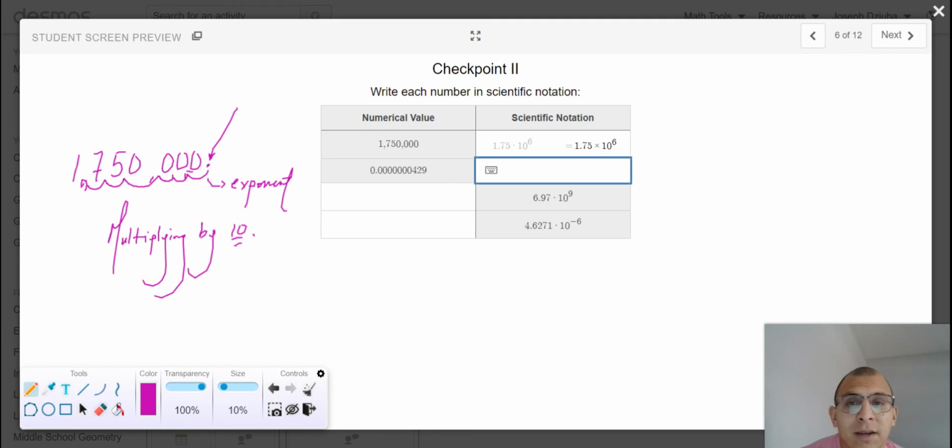So for the remainder of this slide, make sure that you rewrite this next number in scientific notation while expanding those last two examples back to their numerical values.